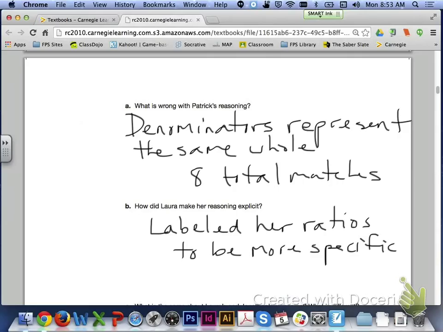For letter B, how did Laura make her reasoning explicit? Explicit means as specific as she can get. What she ended up doing was labeling her ratios to be more specific so that she could see how many matches that she won and how many matches that she played in on each of the days.